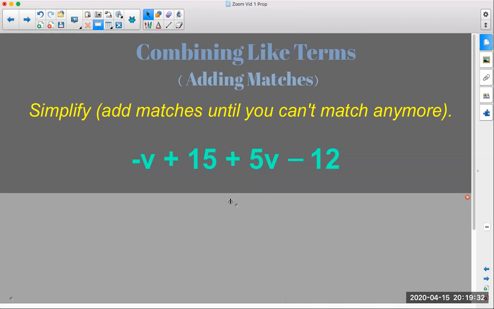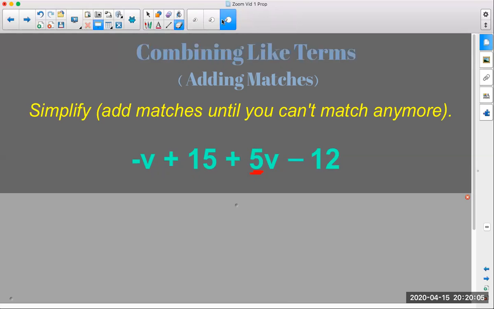There we go. It's a long one. Negative V plus 15 plus 5V minus 12. All right, we're going to combine some ideas from previous videos and lessons to help us put this thing together. So the first thing we're going to talk about is this negative V. All right, so to help us with the negative V, we're going to look at the 5V. This 5 in front of the V is called a coefficient. The coefficient is the number that gets multiplied with the variable, okay?